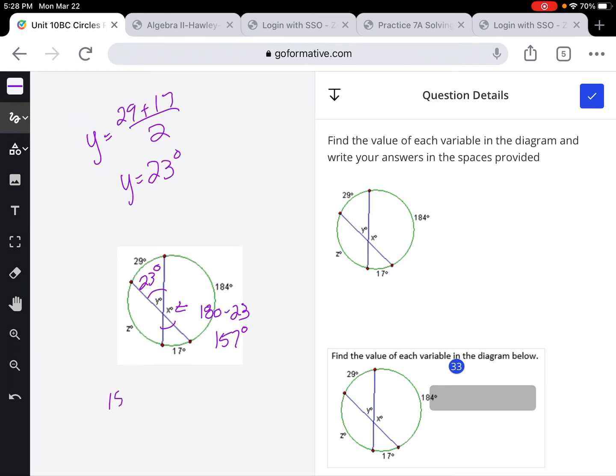I know 157 is equal to z plus 184 divided by 2. So I multiply each side by 2. So 314 equals z plus 184. 314 minus 184 is 130.